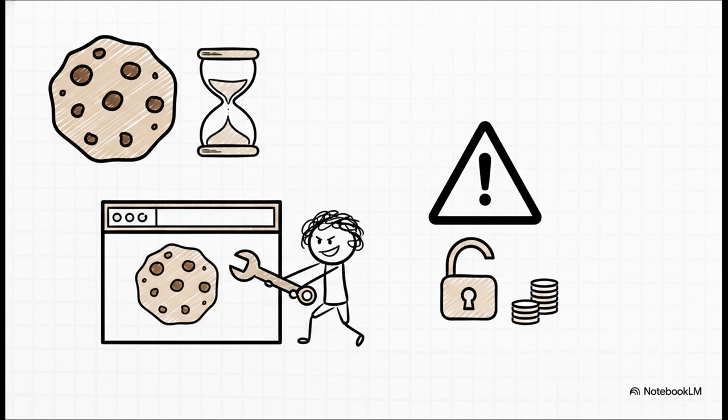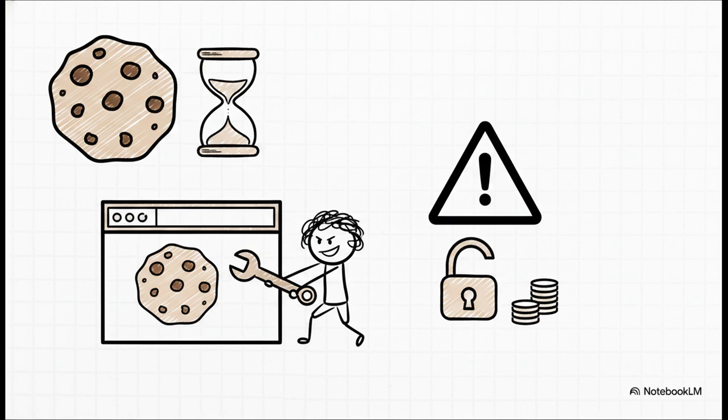Then, on the flip side, we have cookies. In PHP, we use the setcookie function. We give it a name, a value, and crucially, an expiration time so it can actually stick around for days or months after the browser closes. We grab that data later using the superglobal $_COOKIE array.